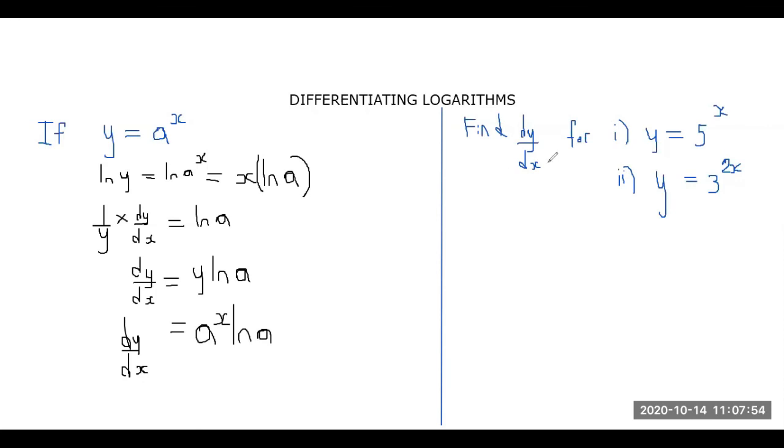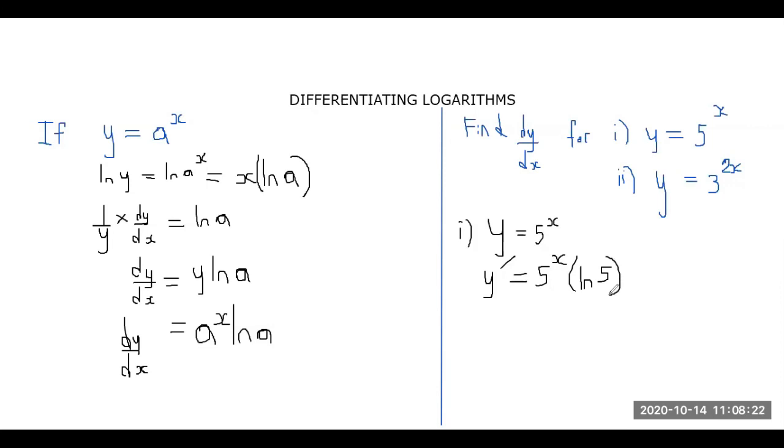Nice. Now let's look at these two examples right here. Part 1, y is equal to 5 to the x. So if y is equal to 5 to the x, then dy by dx, or y prime, is equal to a to the x, which is 5 to the x, times ln a. In this case a is 5, so it's times ln 5.